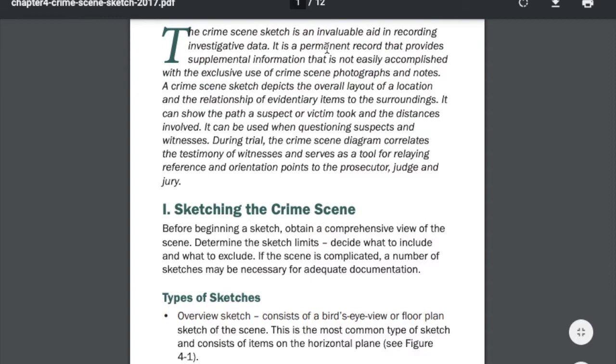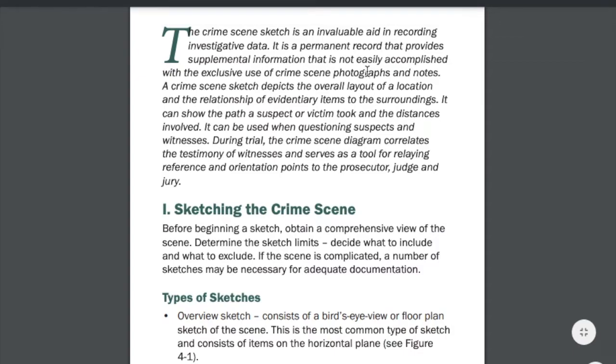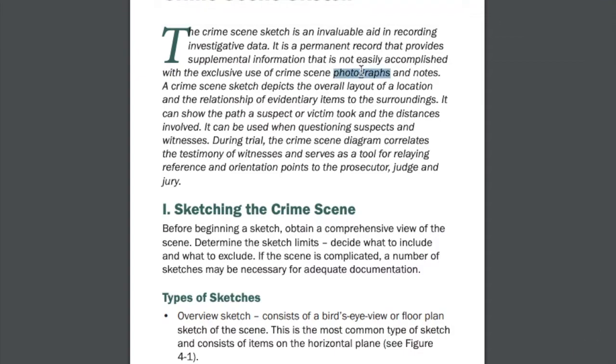It's a permanent record that provides supplemental information that is not easily accomplished with the exclusive use of crime scene photographs and notes. So, for example, I know what they're talking about. Like, if you take a photo, the things in the foreground of the photo seem a lot bigger compared in proportion to the things in the background. And so by doing a sketch, you can have the measurements recorded like from an above view. It depicts the overall layout and the relationship of evidentiary items. So those are the 7 items in your first column.